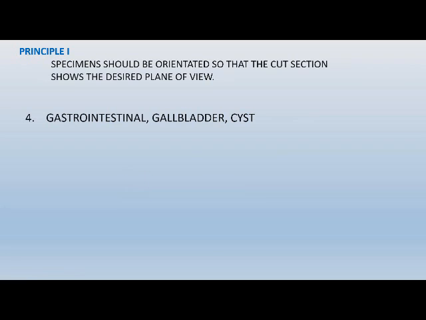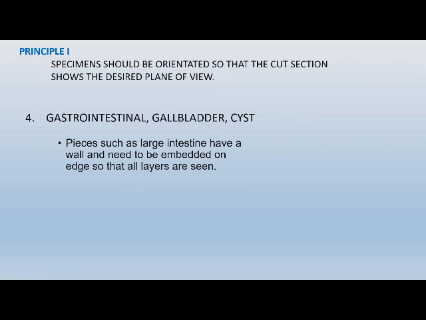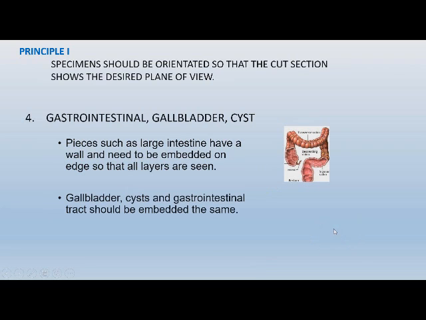Gastrointestinal tract, gallbladder, cyst: some of these large pieces have a wall, and they need to be embedded on edge so that all layers can be seen. You would cut a cross section right here, cut a cross section right here, and then turn it over. So we'll get back into the gastrointestinal, and again we're going to cut a cross section, flip it over, and we're going to be able to see everything.